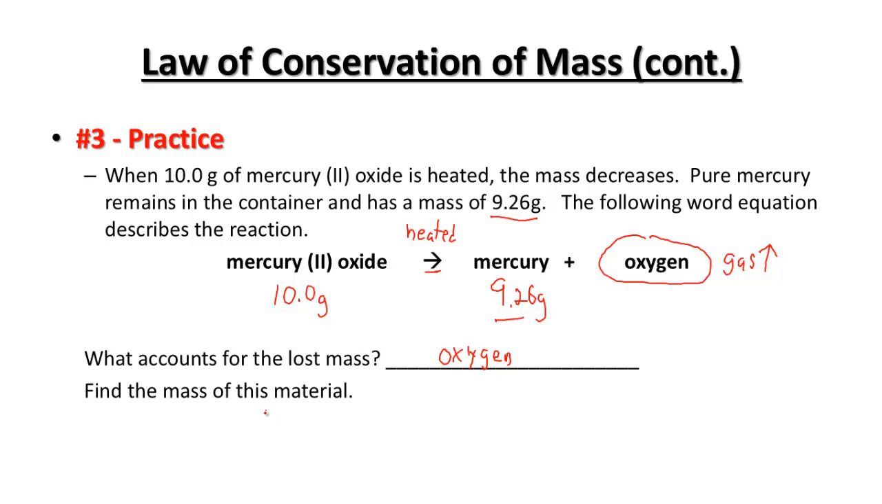And to find the lost mass of that material, if we start out with 10 grams of mercury oxide, and we have 9.26 grams of mercury left over, we'd have about 0.74 grams of oxygen that must be accounted for. So whatever we start with, we need to have the same amount of mass on the product side as we do on the reactant side to keep everything equal or balanced, and that's our law of conservation of mass.